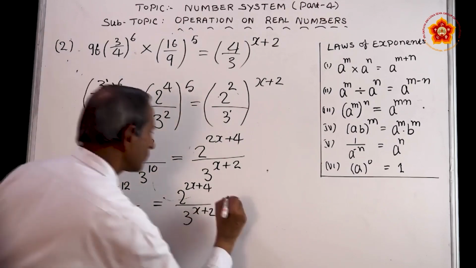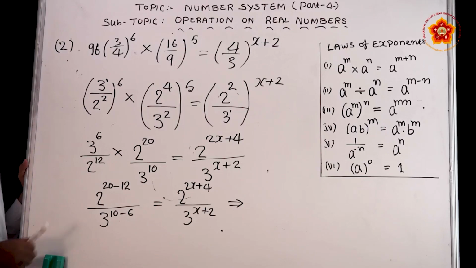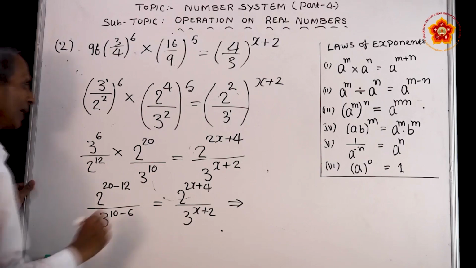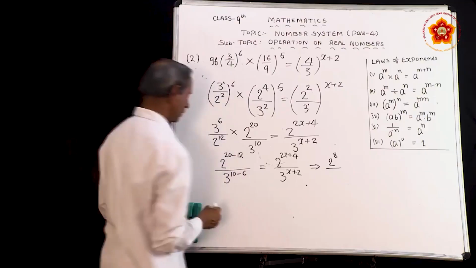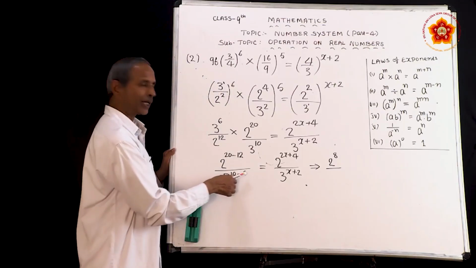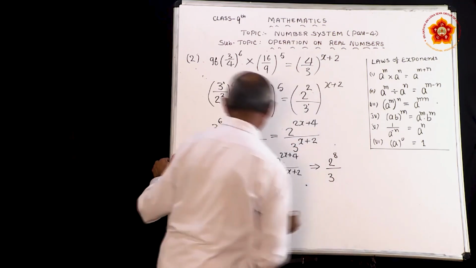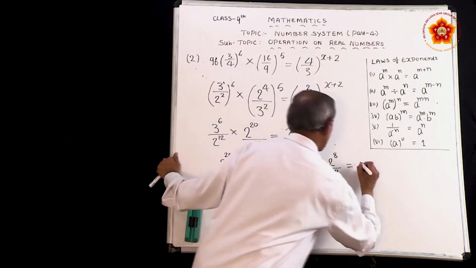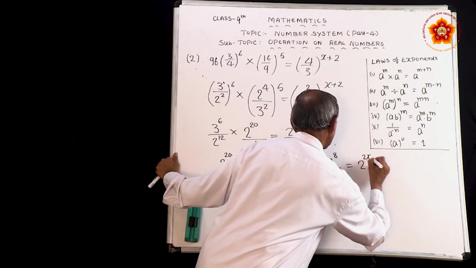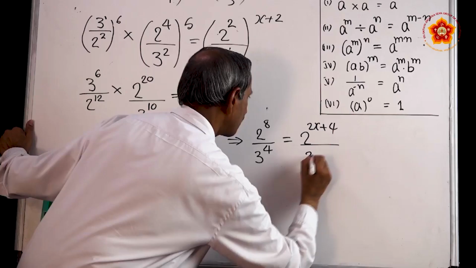That implies, now you already know how to subtract 20 minus 12. You are going to get 8 in the numerator, right? It is 2 to the power of 8 upon, in the denominator 10 minus 6 is there, subtract and write the answer. 10 minus 6 is equal to 4, that is equal to 2 to the power of 2x plus 4 upon 3 to the power of x plus 2.